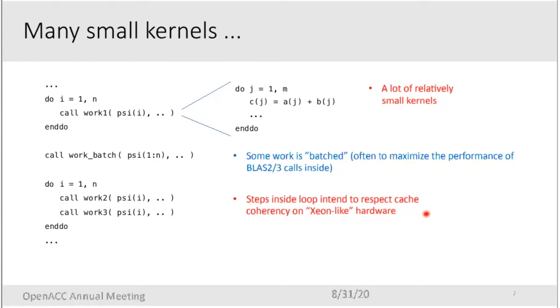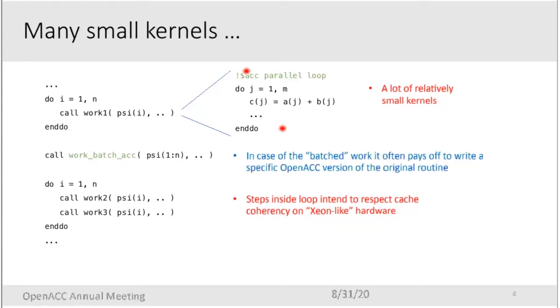But if you would go to an OpenACC version of this, then of course you would make this into a parallel loop, and like I said, you would end up with many small kernels. In the case of these batched routines, and that is what we've done most often, it pays off to write a specific OpenACC version of this particular routine. And that's a good thing. Where this work is already in batched routines, that is very easily exploited in OpenACC as well.